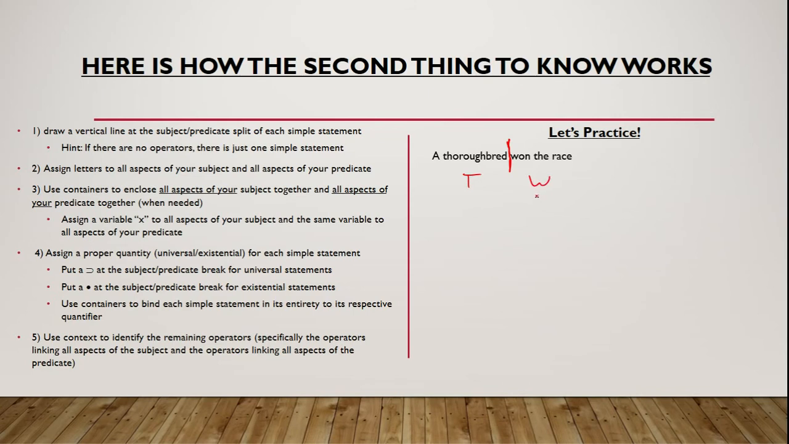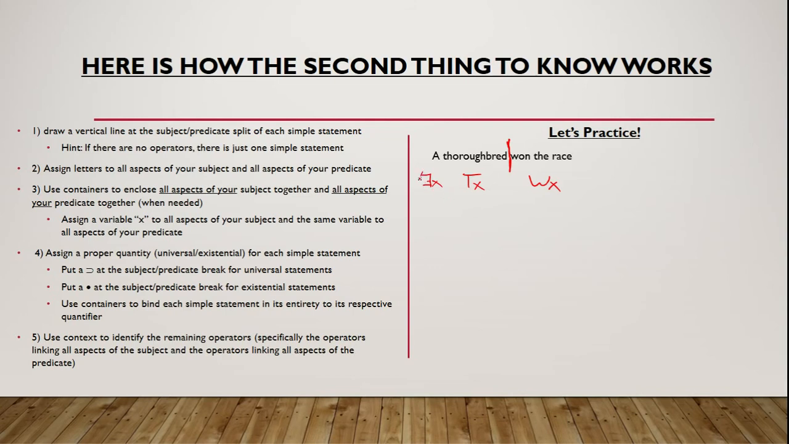Use containers to enclose all aspects of your subject and all aspects of your predicate together when needed. Don't need it. Next one, assign a variable x to all aspects of your subject and the same variable to all aspects of your predicate. So we're going to assign an x to the T and an x to the W. Four, assign a proper quantity, universal or existential, for each simple statement. This is talking about a thoroughbred, so I would call it an existential.